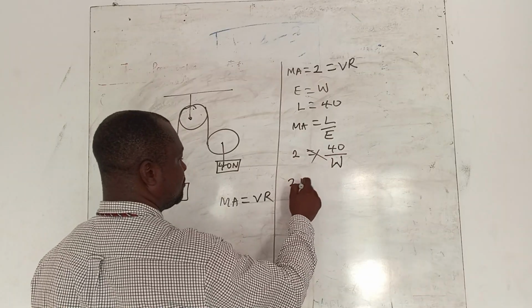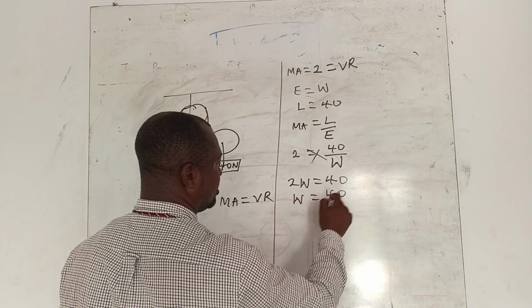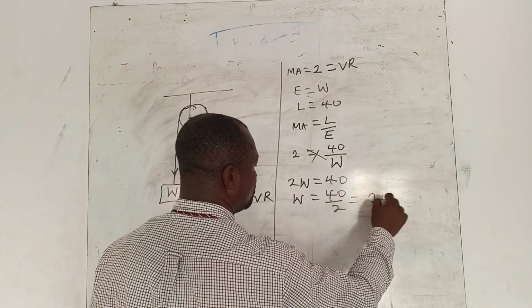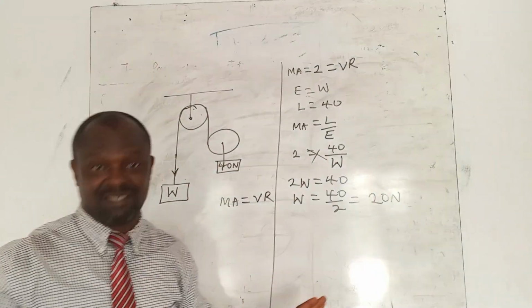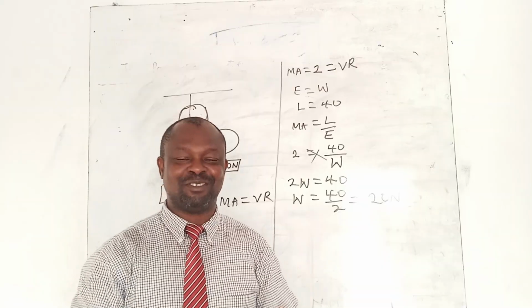Cross multiplying, we have 2W equals 40. W equals 40 divided by 2, which is 20 newtons. That is it, quite easily done. So let's go to the next question. Question 4.